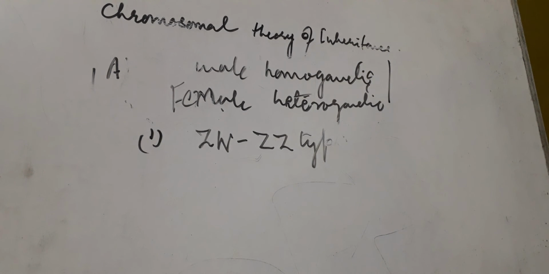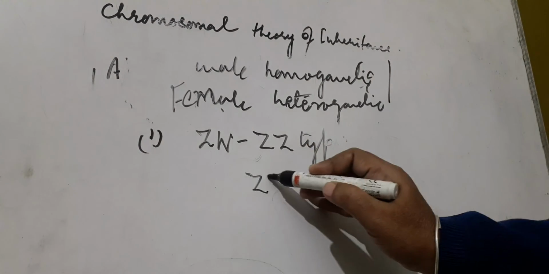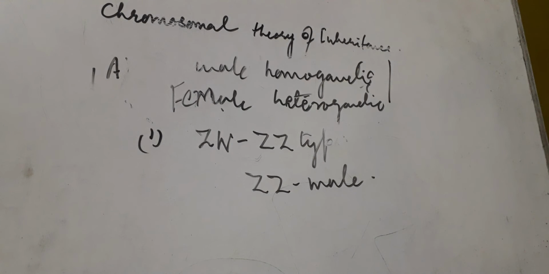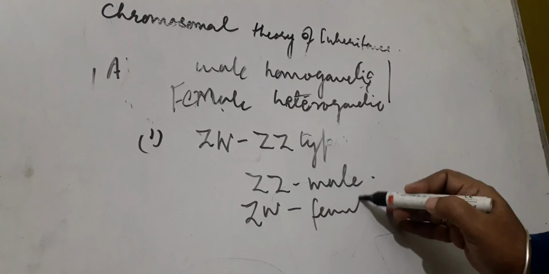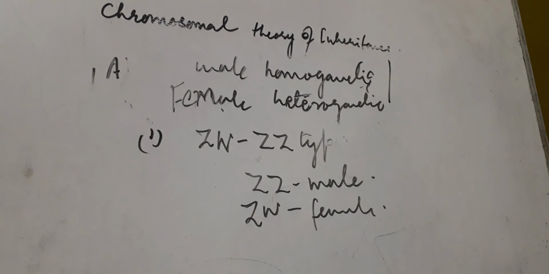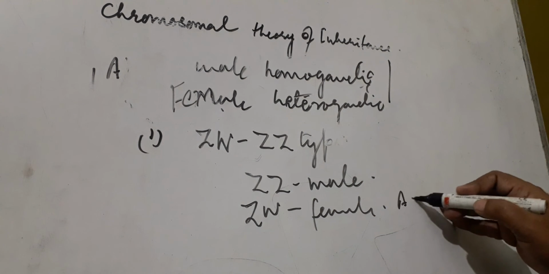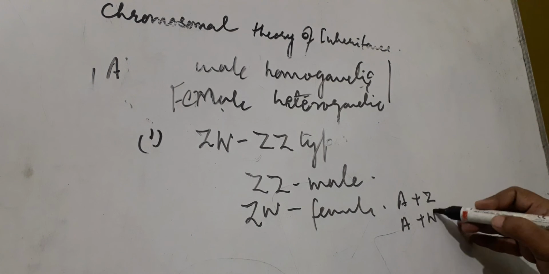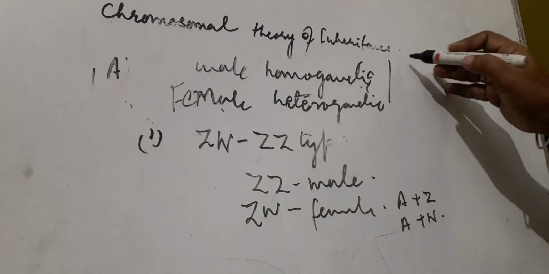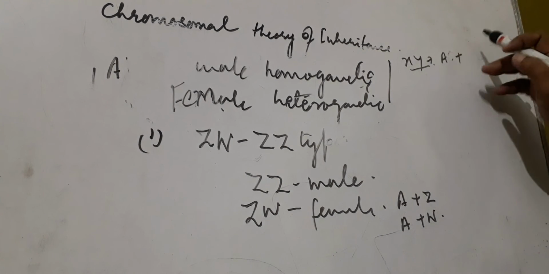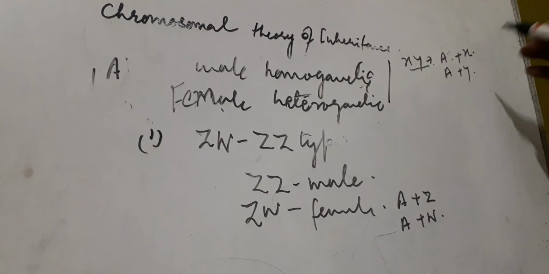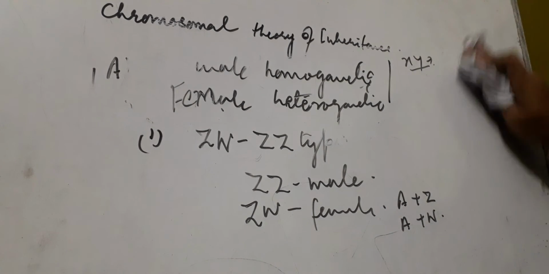So in birds the males are homogametic. So this is known as male because both chromosomes produce the same gamete, and the females are heterogametic, meaning they produce two types of eggs. So its combination is A plus ZZ for male and A plus ZW for female. Where it was male, it means they produce two types of sperm, X and Y. So that was the first type of sex determination.